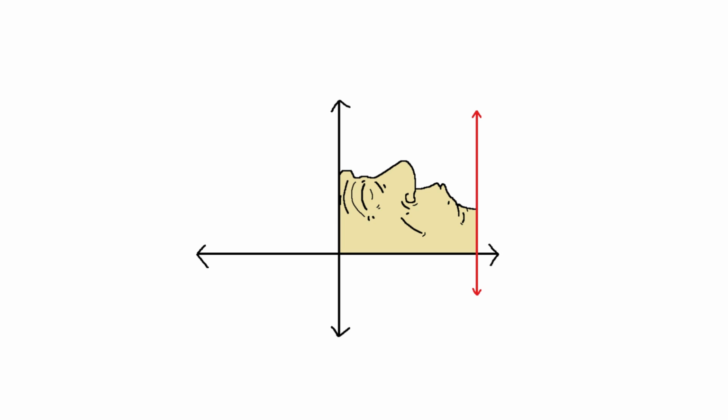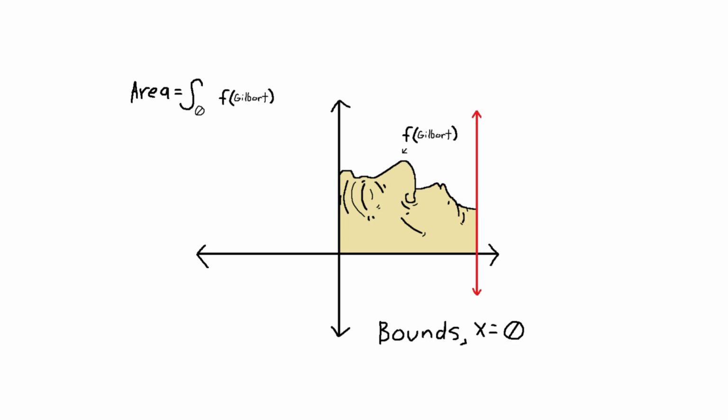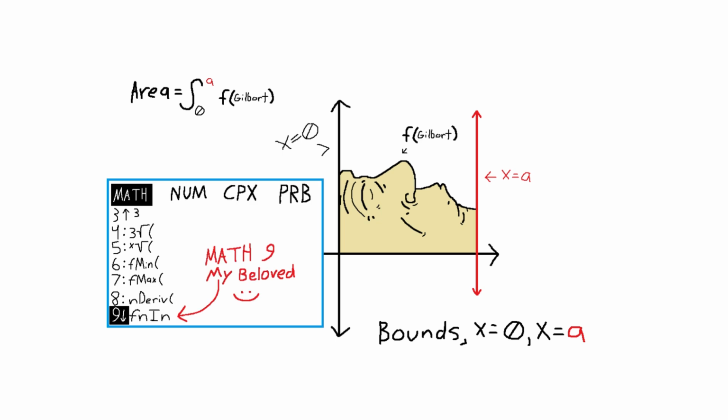So let's say we have a function, let's just call it Gilbert. So how would we find the area under the function Gilbert? Well, of course, we would just take the antiderivative of that from the bounds that it gives us, from, let's just say 0 to, let's call that red one, a. So we would take the antiderivative of that, and whatever number value we would get from plugging that into a calculator or doing the math by hand would be the area underneath the function Gilbert.